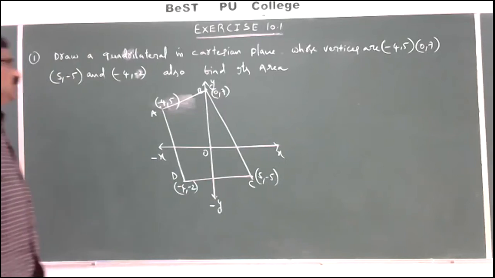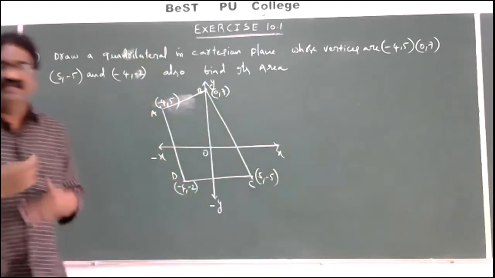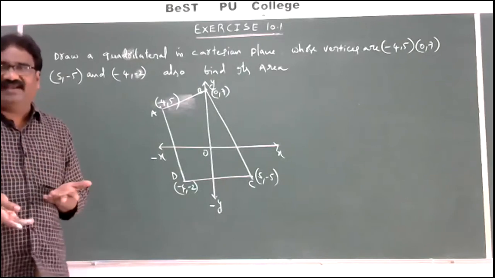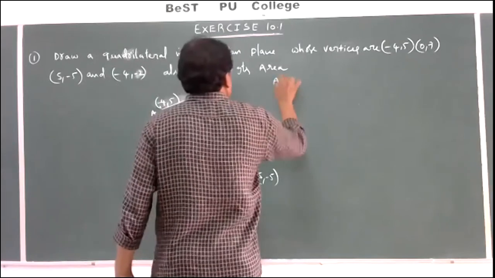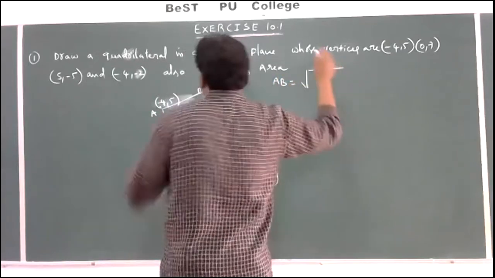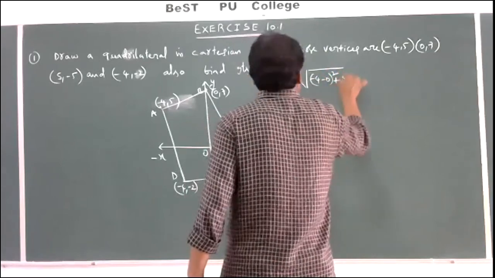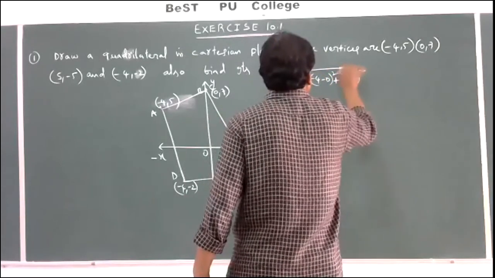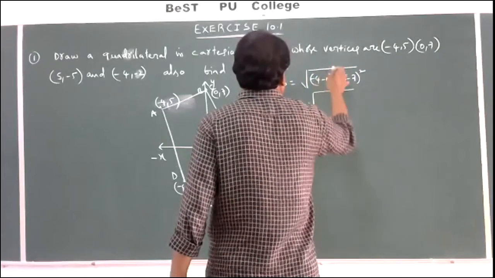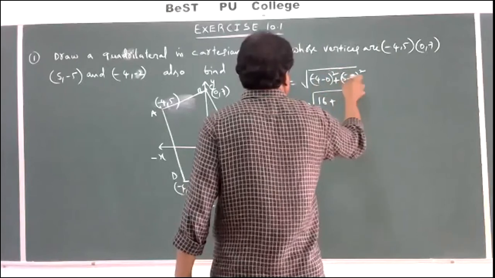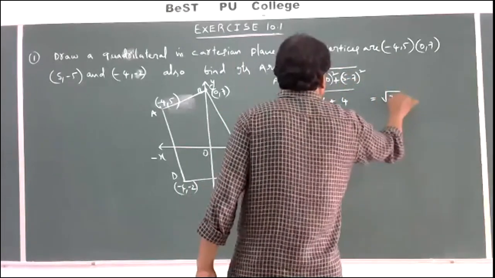For the area, let us first verify whether it is a square or rectangle. So what is the distance AB? AB is equal to the square root of (-4 minus 0) whole squared plus (5 minus 7) whole squared. That is the square root of 16 plus 4, which is root 20.